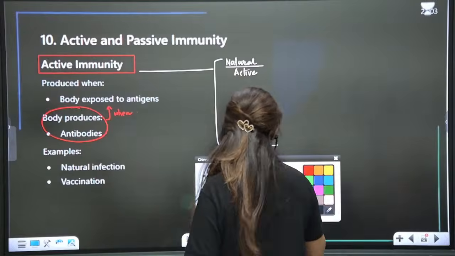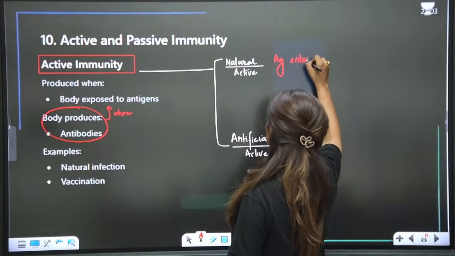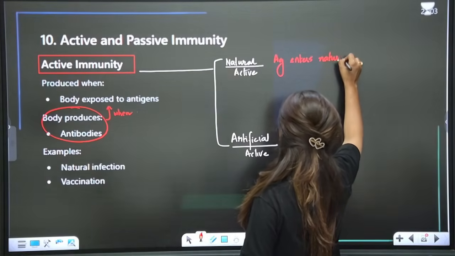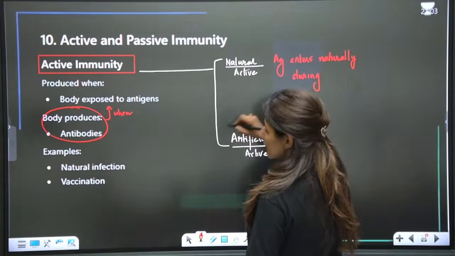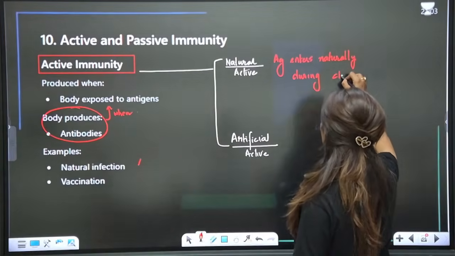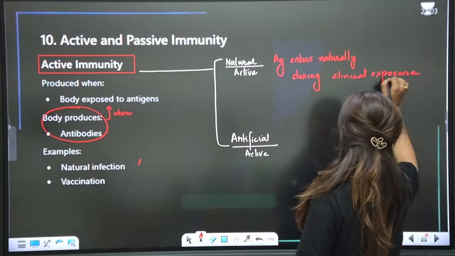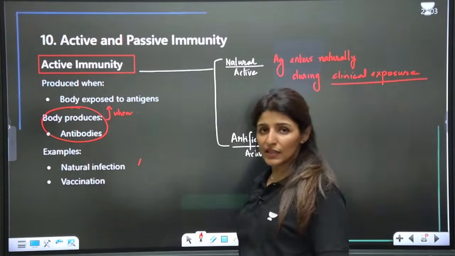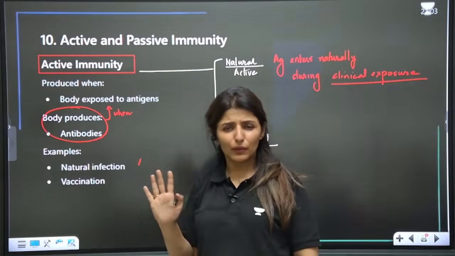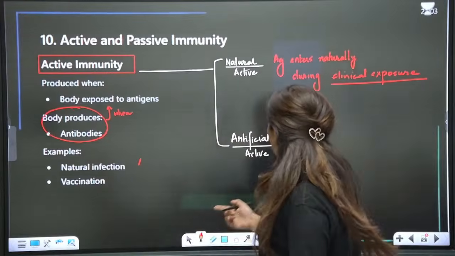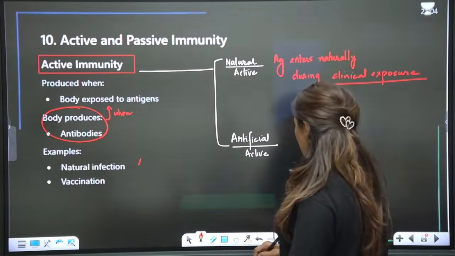But what do we understand by natural and artificial? Here, antigen enters naturally. This is based on how the antigen enters. During clinical exposure, natural infection, or we call it clinical exposure. So you sit with someone who was sneezing, you catch the disease, come back home, start sneezing, right? After a few days, that will go on its own. Why? Because you have developed natural active immunity. Is that clear?